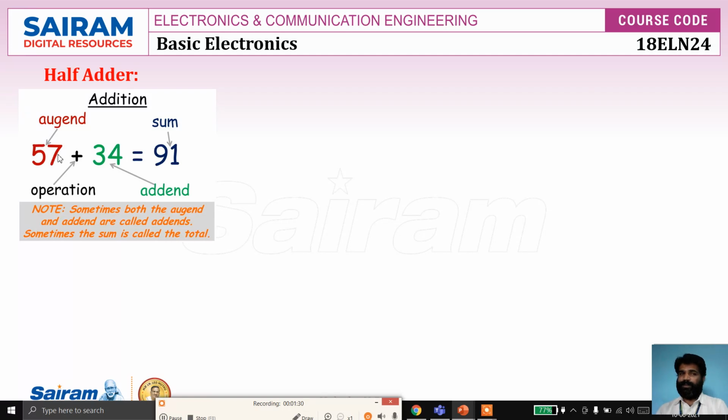So this is decimal now. First we do addition of the least significant digit, that is 7 plus 4 is 11. So 11 means 1 is the sum and 1 is the carry. That carry will be added here. So 1 plus 5 plus 3, that is 9, giving 91. So how can we do the same thing in binary?